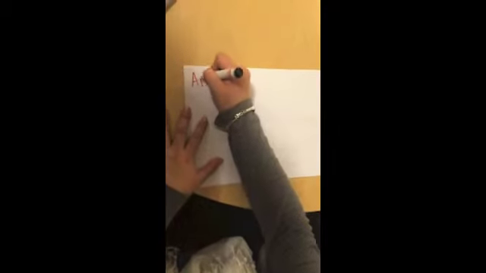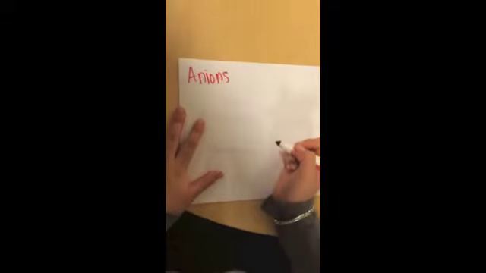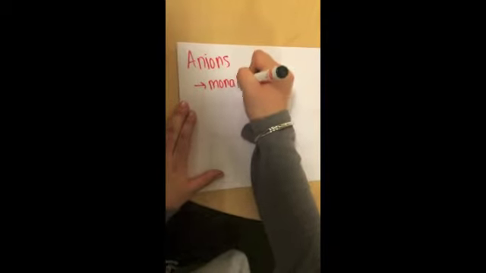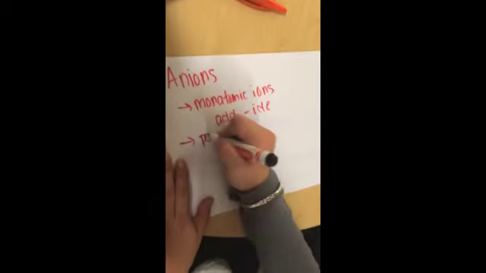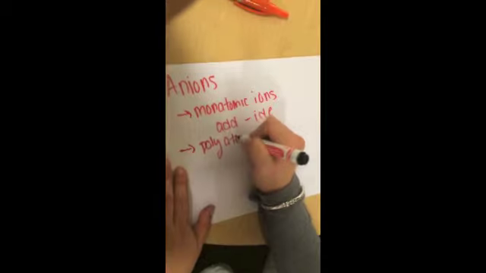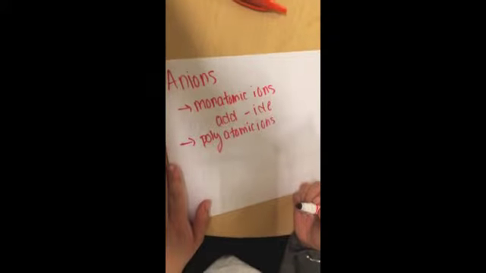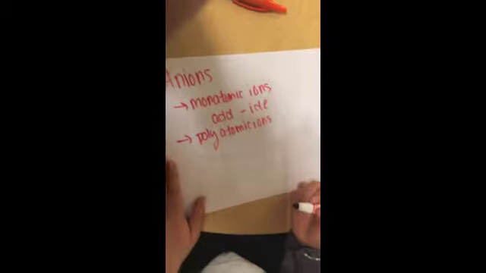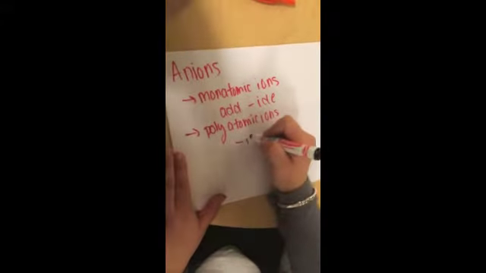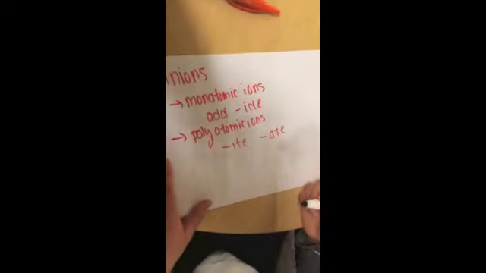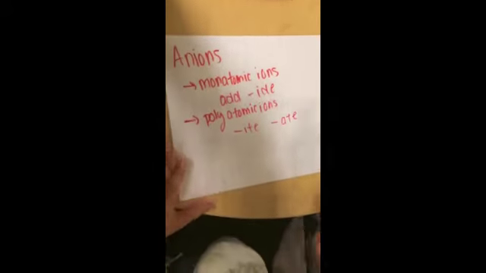Now let's focus on anions. So when we are dealing with monatomic, now if we're dealing with polyatomic ions, we can add ite or we can add ate. This is also based on charge. And now an example of this.